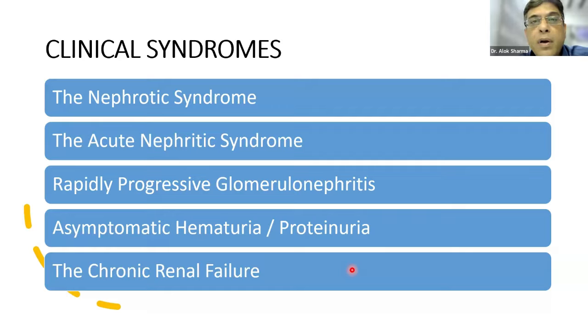You pay attention to different compartments. You try to see how the glomeruli are looking, if there is any sclerosis, what is there in IF. When you look at EM, you want to see how much is the effacement of the foot processes, because you are dealing with a patient of nephrotic syndrome.